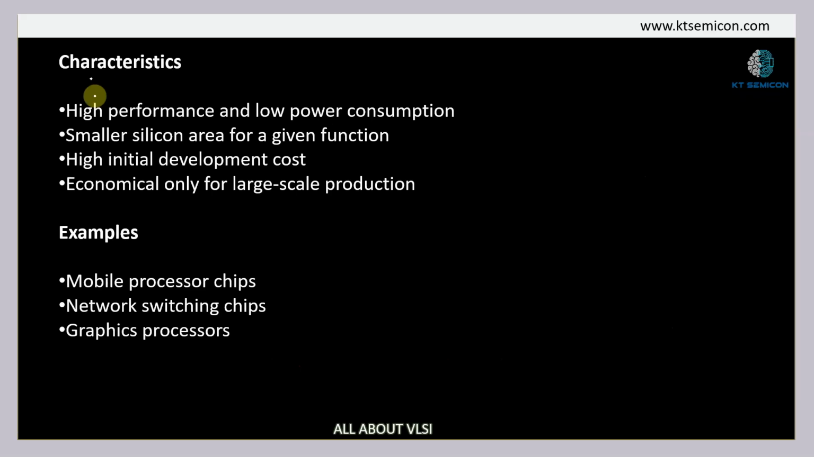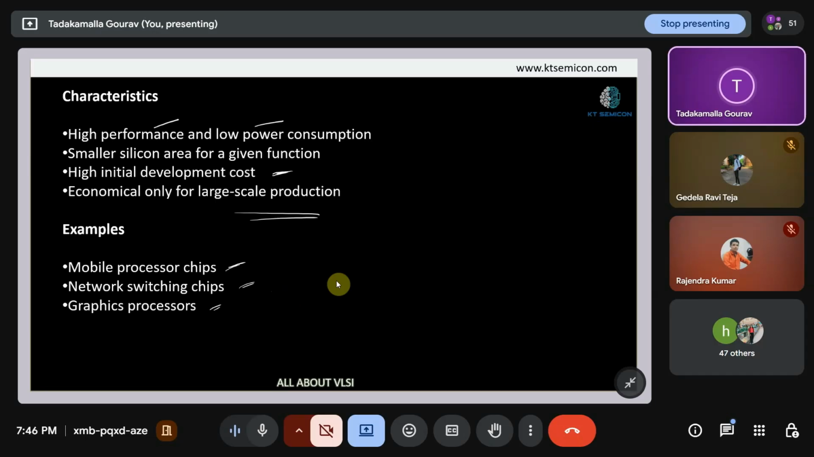As in the example we have seen, the characteristics are high performance, low power consumption, smaller silicon area, high initial development cost, and being economical only for large scale production. Some examples are mobile processor chips, network switching, and graphics processors. So this is about your application specific integrated circuits, or ASICs.